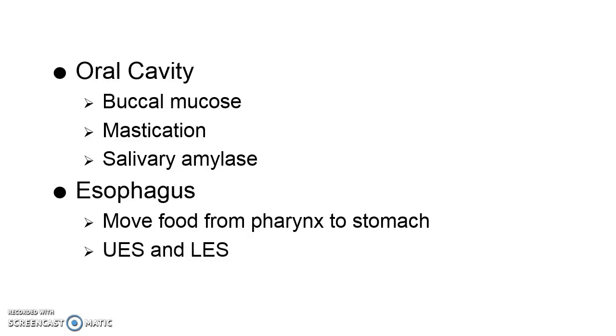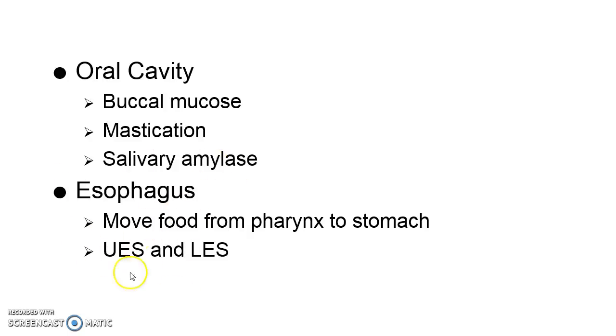Some different parts of the GI tract. Our first one is our oral cavity. The mouth includes the buccal mucosa, your lips, your tongue, your palate, teeth, and glands. Mastication is what occurs in the oral cavity, and of course that's just chewing our food. Also, as soon as we have taken in food, our saliva helps to break down and soften that food. One enzyme that's secreted is salivary amylase, and that helps break down carbohydrates. I know you probably learned that in anatomy, but that one is specifically for carbohydrates.